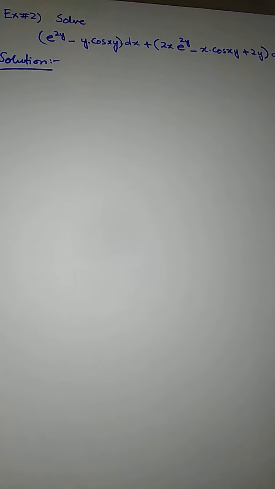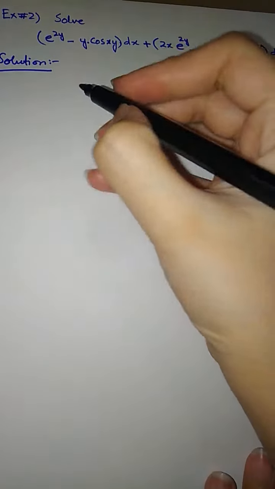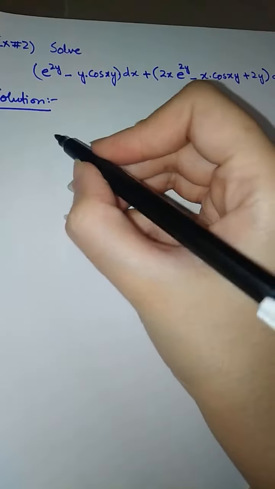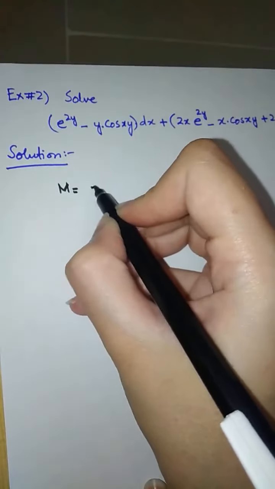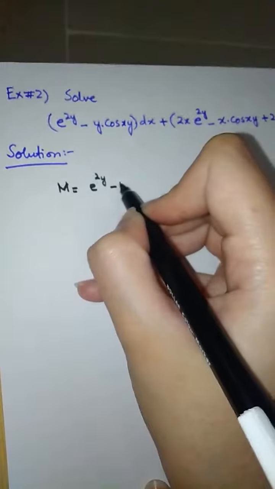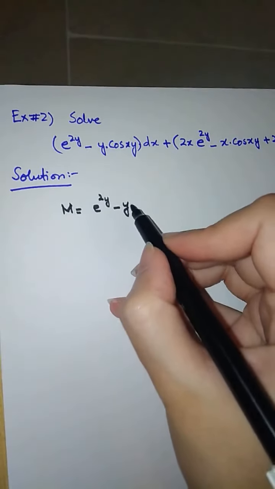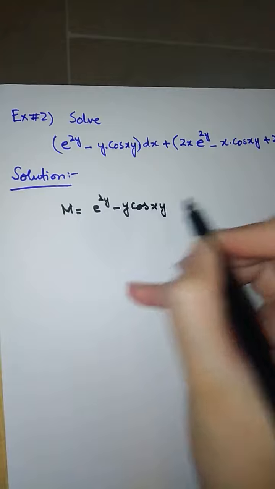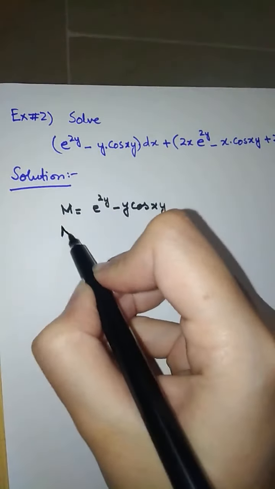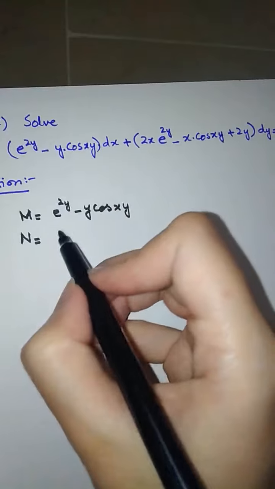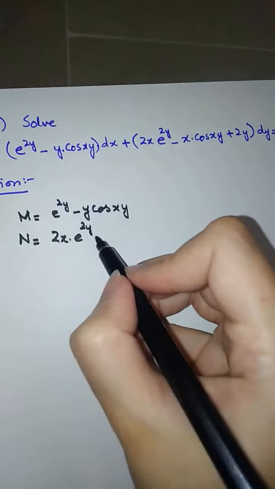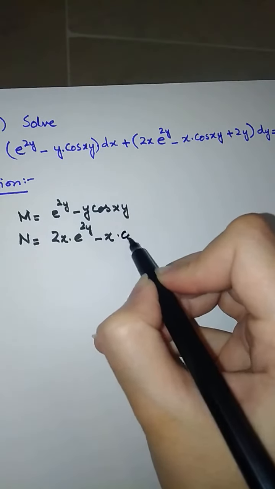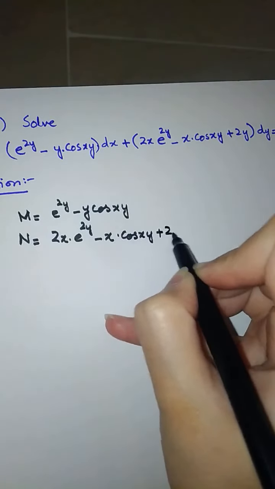So what we have to do is follow the same procedure again. First of all, identify what is M. M is e^(2y) − y cos(xy), right? And what is N? N is 2x e^(2y) − x cos(xy) + 2y.